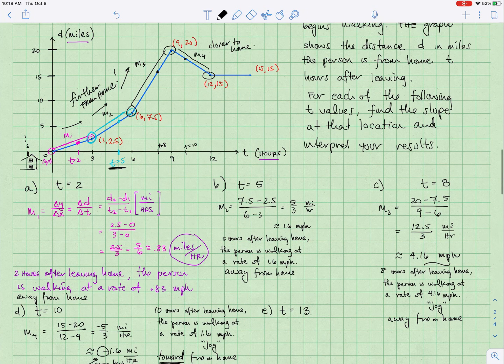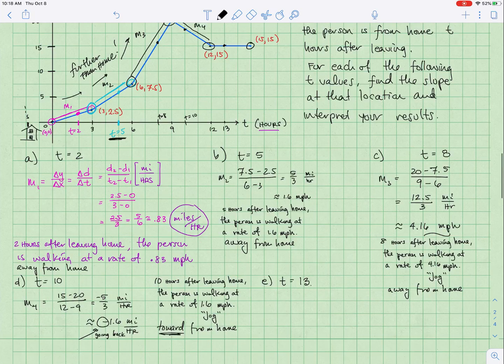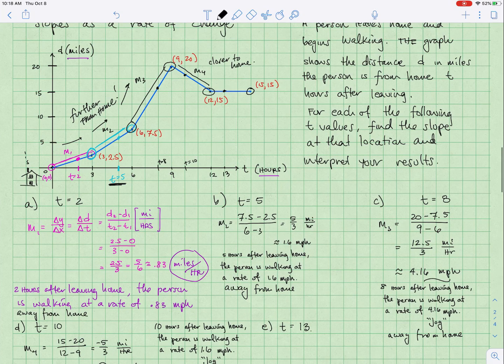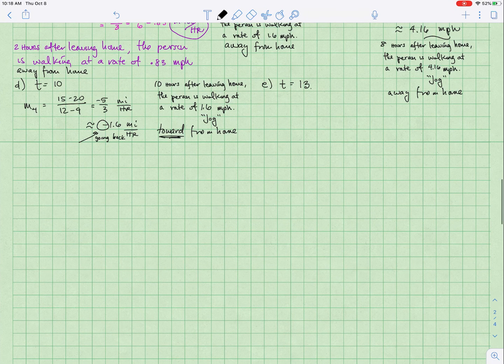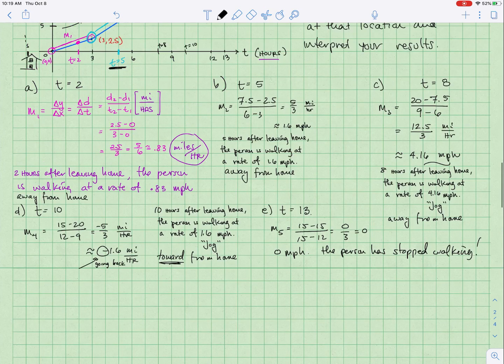And then at t equals 13, this is getting messy, 13, we're going to use these 2 points, and so maybe we can just eyeball this one. That's M5, that's a horizontal line, and this is going to be M5 is equal to 15 minus 15 over 15 minus 12, which is 0 over 3, which is 0 miles per hour. So 0 miles per hour. The person has stopped walking.